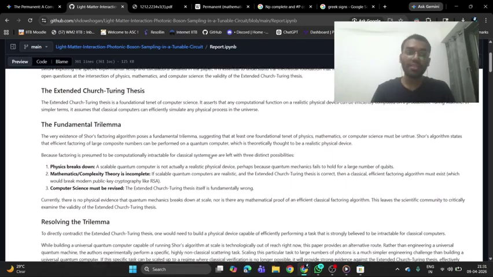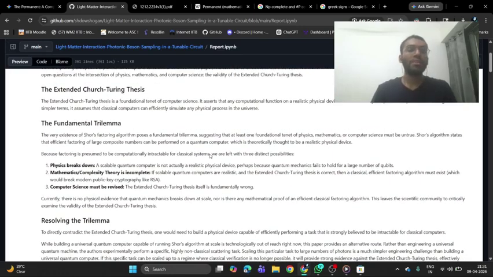And with this comes a fundamental trilemma. The very existence of Shor's factoring algorithm poses a fundamental trilemma, suggesting that at least one of the foundational tenets of physics, mathematics, or computer science must be untrue. Shor's algorithm states that efficient factoring of large composite numbers can be performed on a quantum computer, which is theoretically thought to be a realistic physical device.